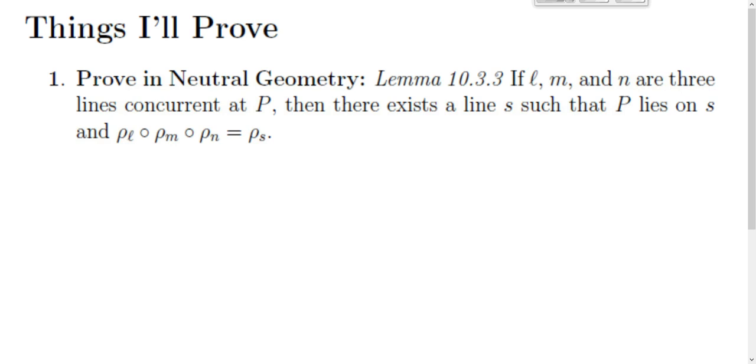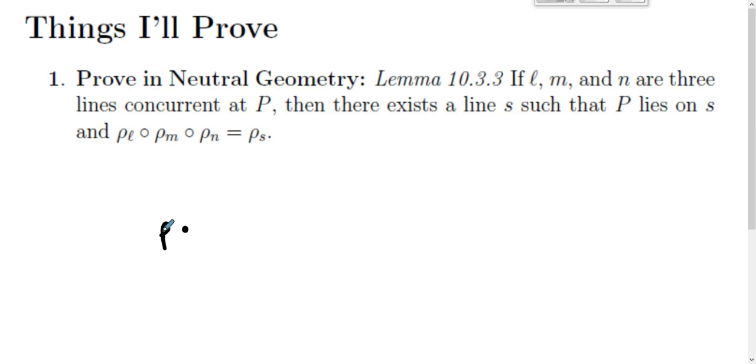It's got a very catchy name. We assume that L, M, and N are three lines concurrent at P. Then there exists a line S such that P lies on S, and the reflection in L composed with a reflection in M composed with a reflection in N is the same as a reflection in just S.